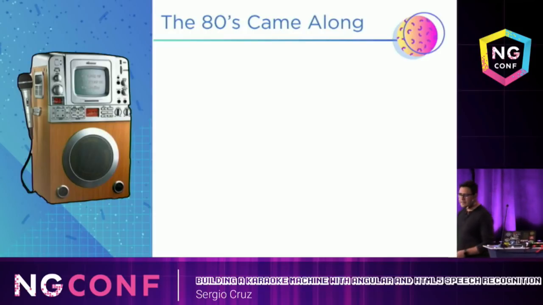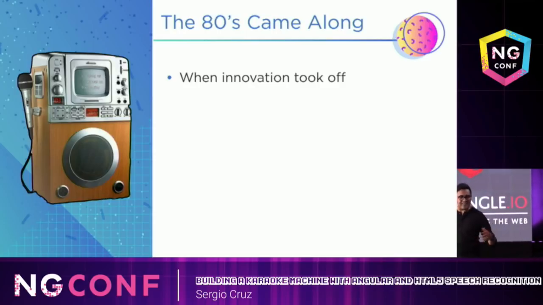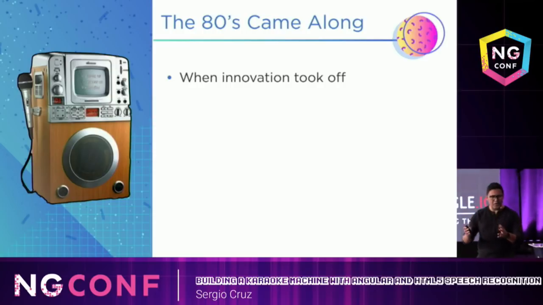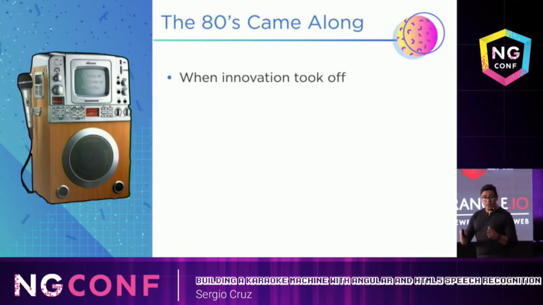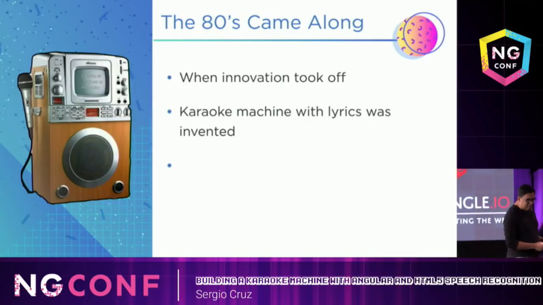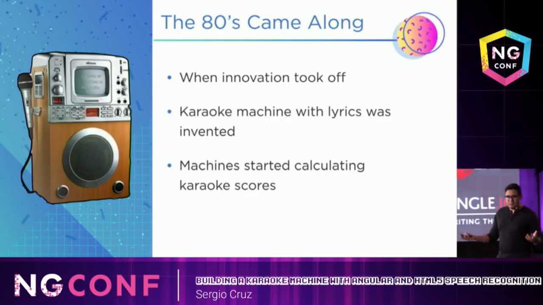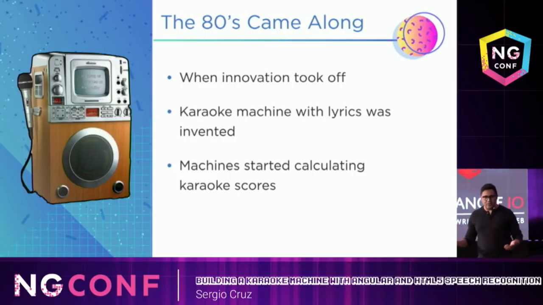Now, that was in the 70s. Then the 80s came along, and this is when innovation started to take off. This is when you start seeing properly built karaoke machines with lyrics on the screen. Since it was popular and people enjoyed going, but sometimes you played through all the songs and had no reason to come back, that's where scoring came along. If I were to use a modern term, gamifying, right?